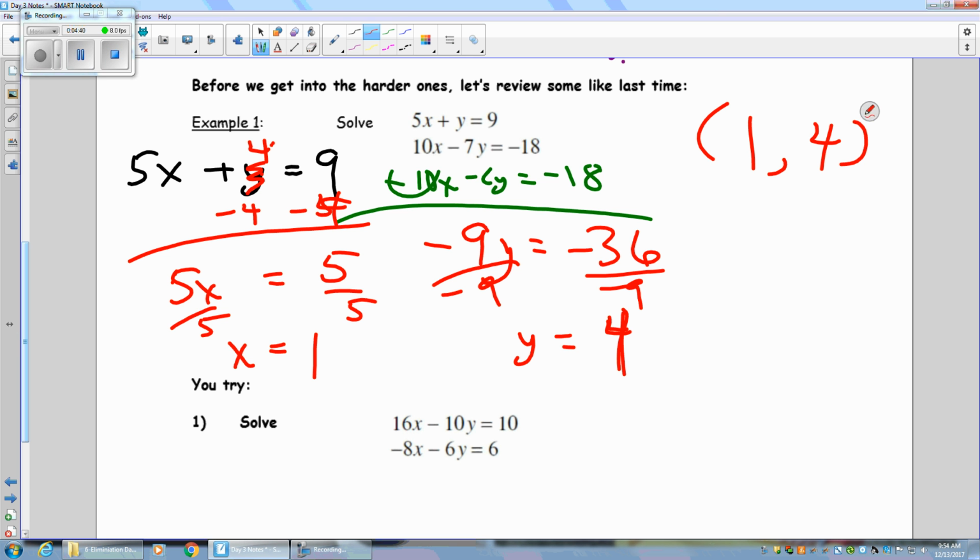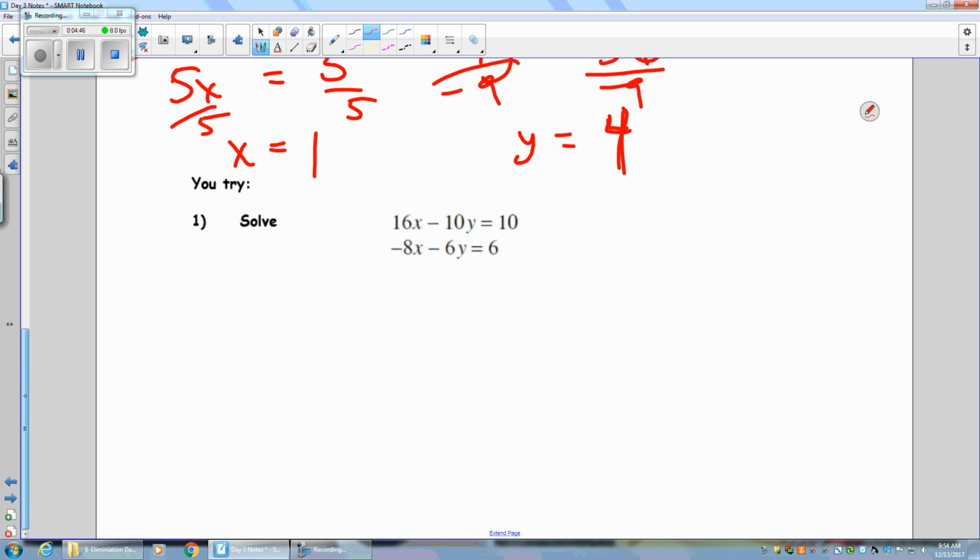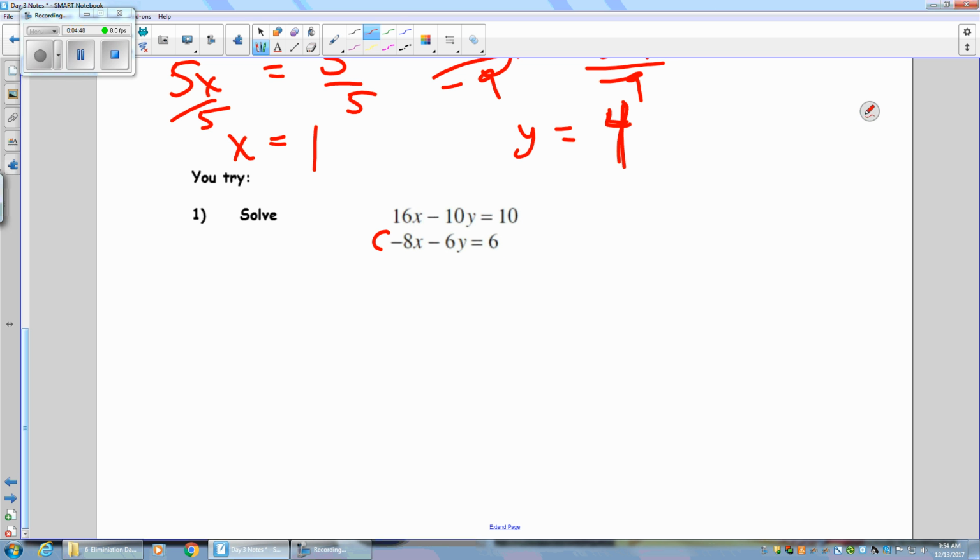So there's that one. Would you guys pause the video, try number 1? I think there's really only one way to do number 1 down here. We're obviously going to multiply this bottom one by something, but pause it, try it yourself before you just get the answer from me. All right, so obviously I'm going to multiply this one by 2, not negative 2, but positive 2, because I already have 16 x's.